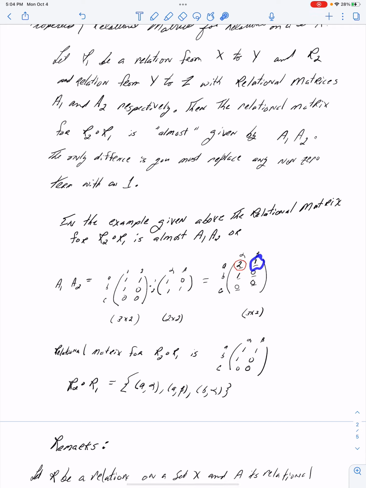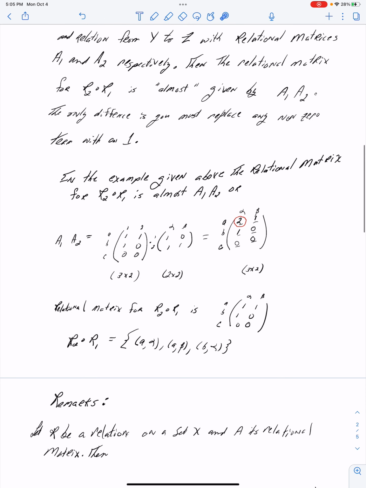This element would be a 1 times a 0, add a 1 times a 1. So it's 1 times 0, add 1 times 1. That gives me 1, etc. The bottom line is that the product is this matrix 2, 1, 1, 0, 0, 0. Well, that certainly is not a relational matrix because I have the number 2 there.